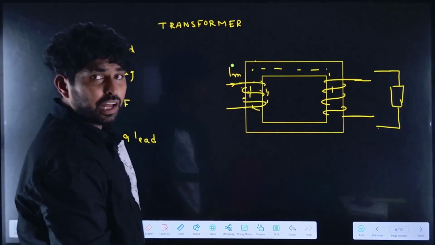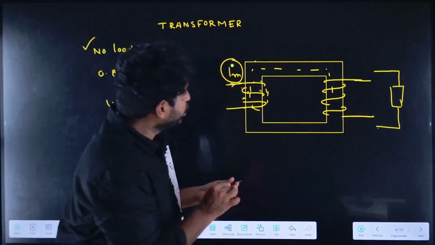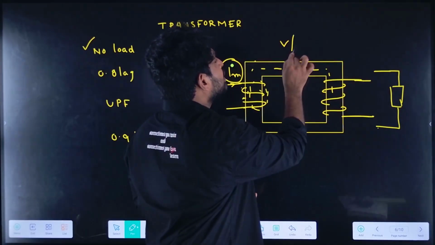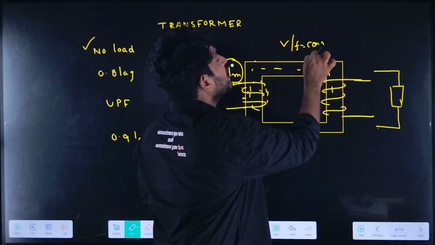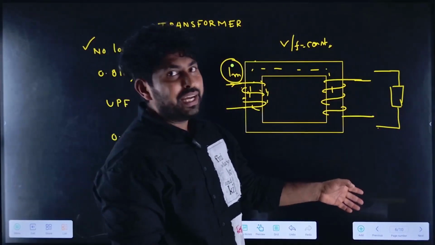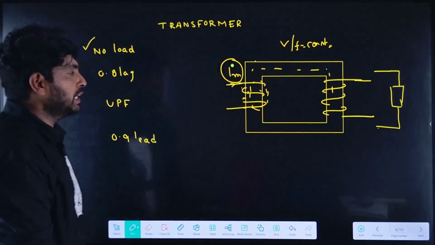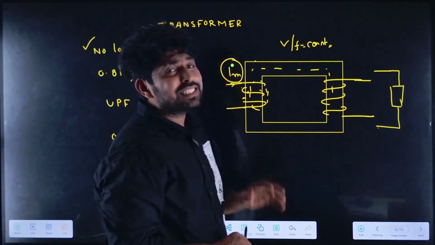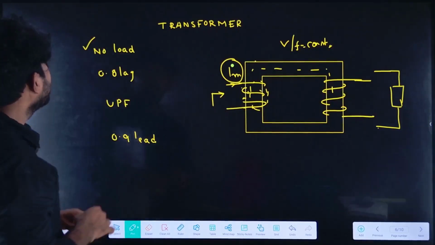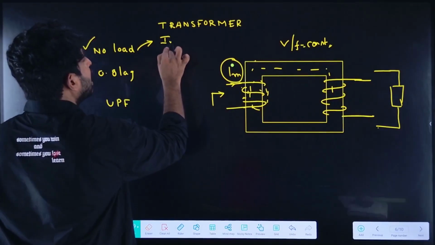So what is the function of the magnetizing current here? To produce the magnetic flux in the core and to maintain the magnetic flux constant with respect to variations of the load. Whatever the load may be, it has to maintain the core flux constant. So the magnetizing current is derived from the source, right? It came from the source. Now we got the magnetizing current.